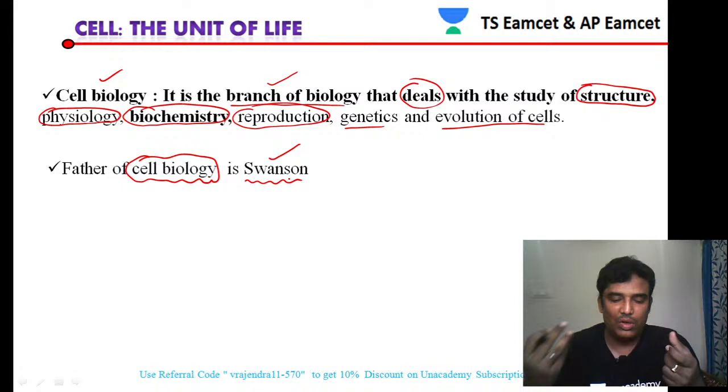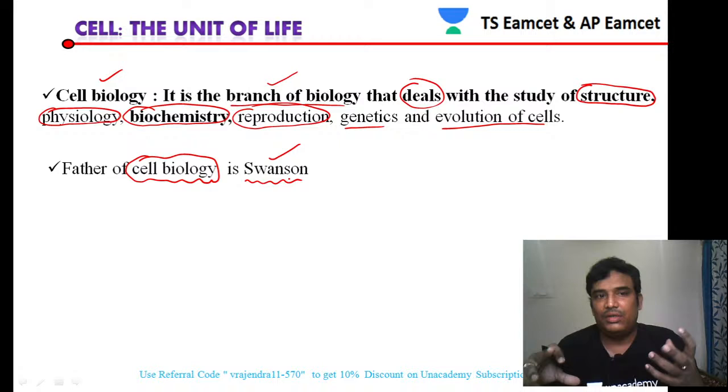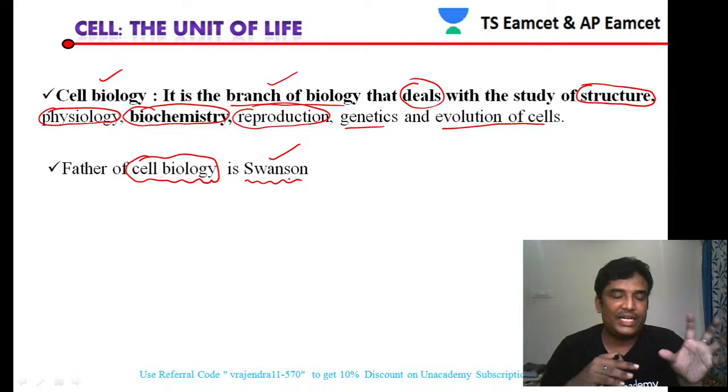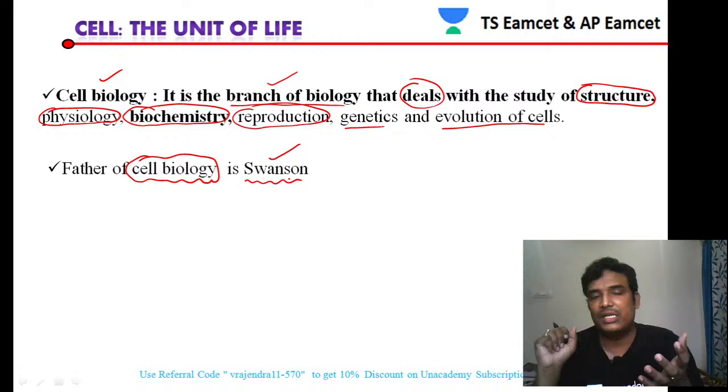Cell biology deals with the physiological aspects of the cell. The biochemical aspects mean what type of proteins, amino acids, carbohydrates and lipids are present in the cell. Similarly for reproduction: what type of reproduction the cell undergoes, how changes take place during asexual reproduction and during sexual reproduction. And genetics of the cell: inside the cell we have chromosomes, and studying the behavior of the chromosomes is called genetics. Evolutionary aspects cover how the eukaryotic cell is formed from the prokaryotic cell.